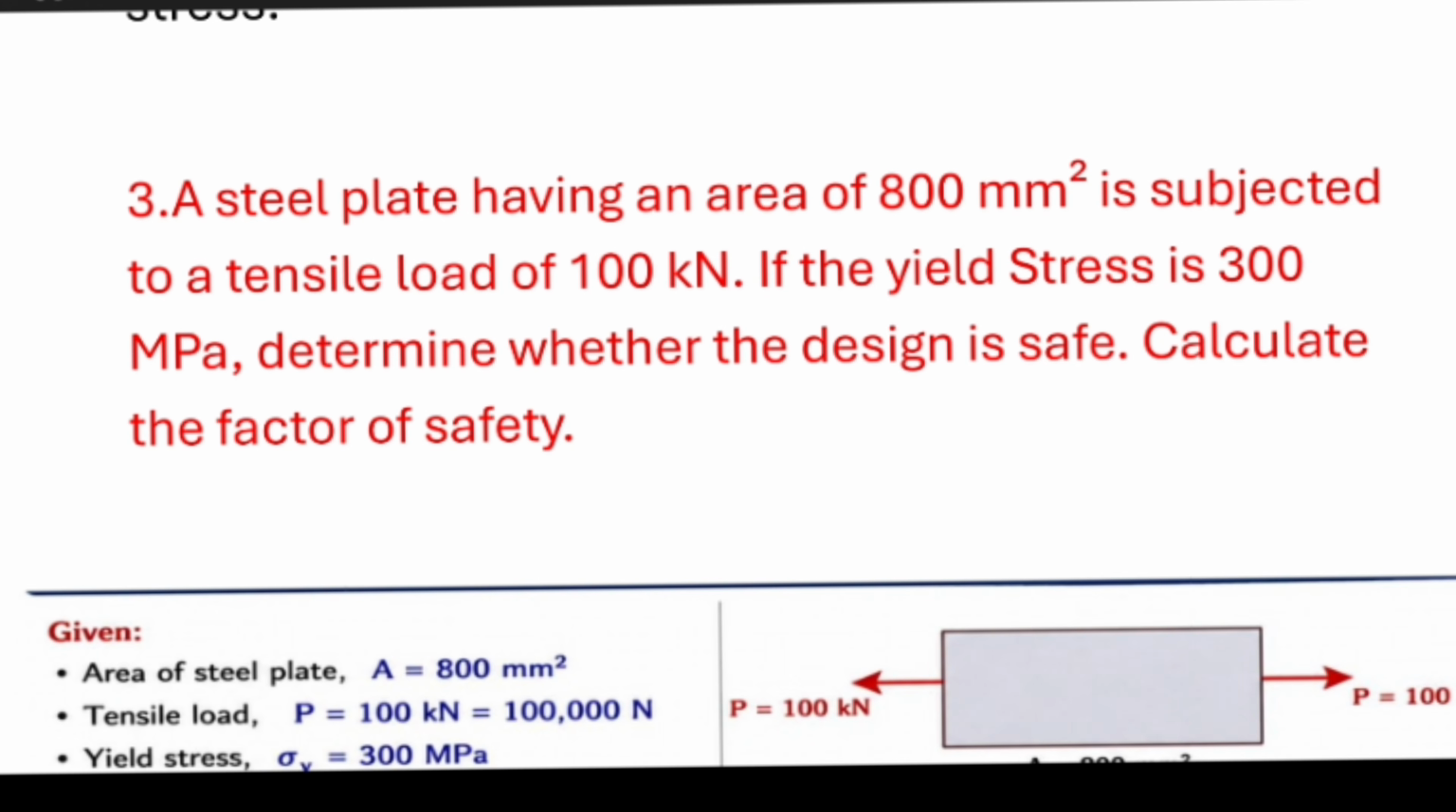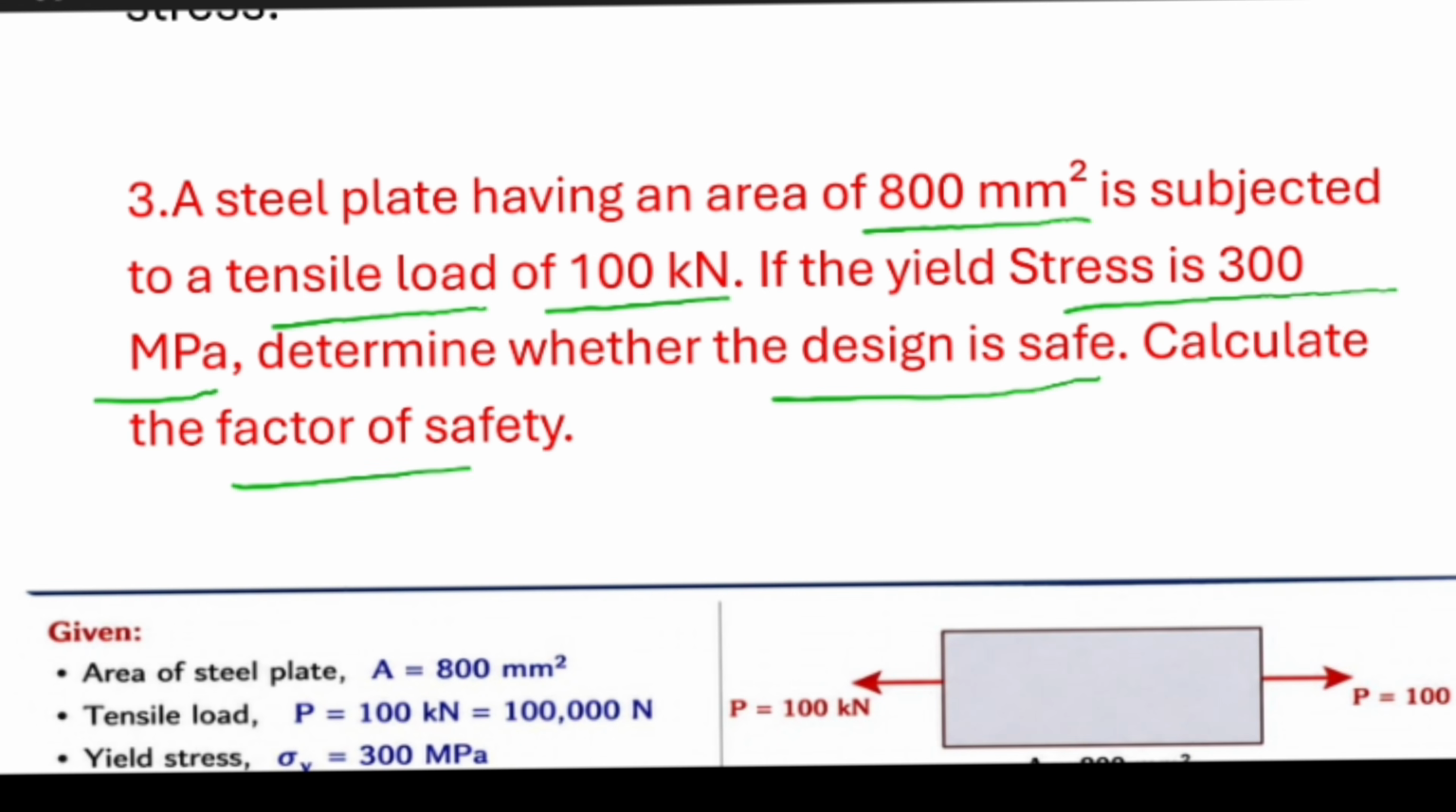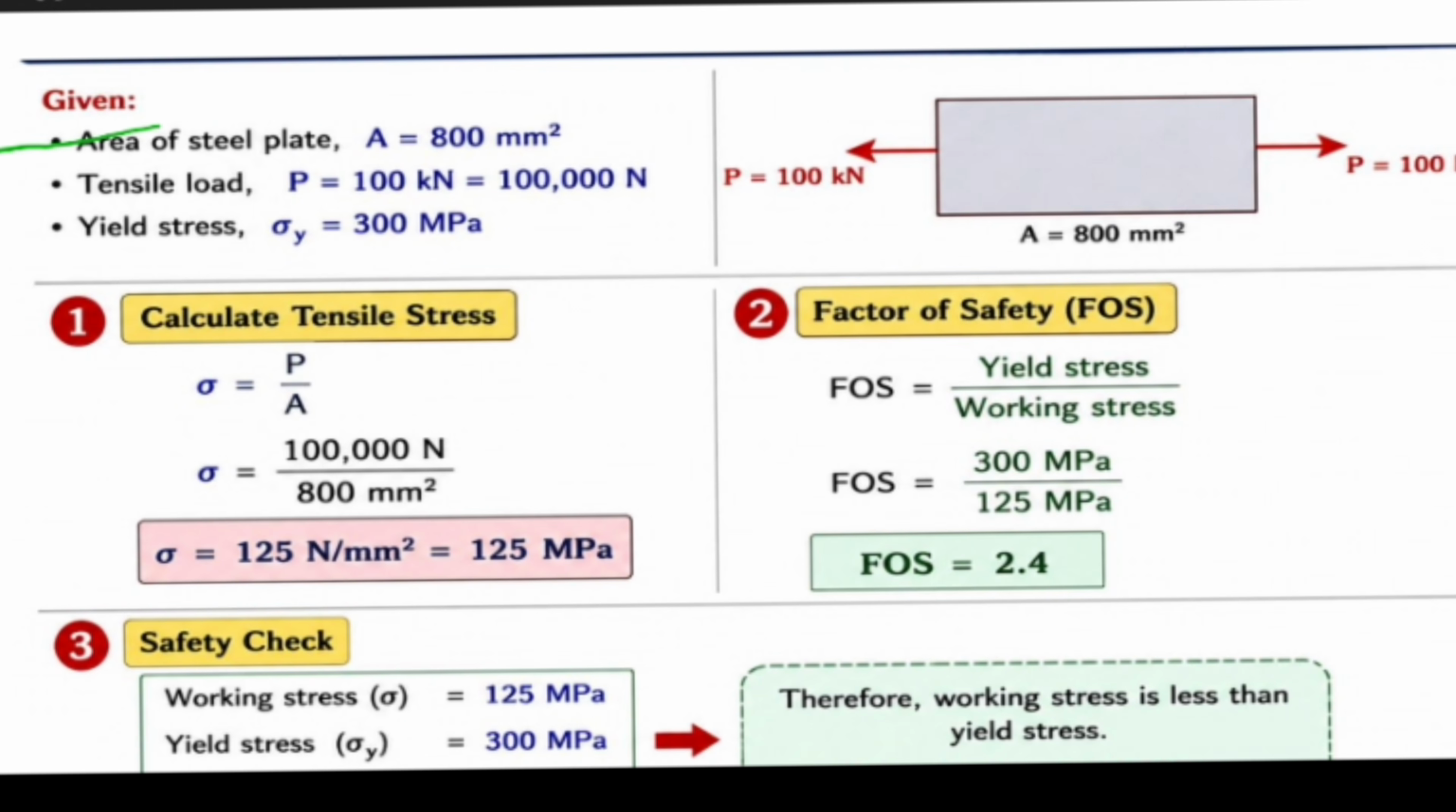The third question: a steel plate having a cross sectional area of 800 mm square is subjected to a tensile load of 100 kilonewton, the yield stress is 300 megapascal, and we need to determine whether the design is safe and calculate the factor of safety. In the given data you can write: cross sectional area is equal to 800 mm square, tensile load is 100 kilonewton, you can also convert it to Newton by multiplying by 10 raised to 3, and yield stress sigma is 300 megapascal. You can see the diagram, you can write this is the tensile force, pulling away. This is the diagram, with the total cross sectional area given here.